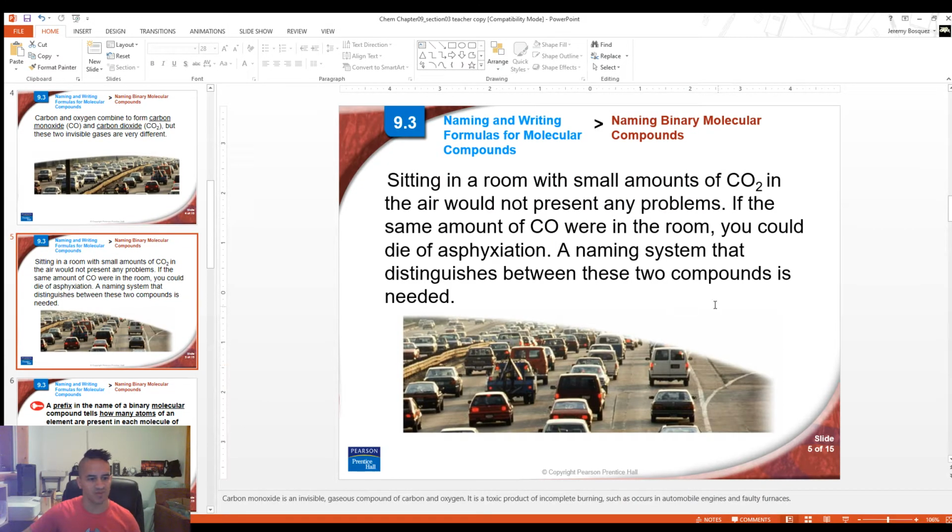Obviously, these two formulas and names are very similar, but you wouldn't want to get them confused. If you're sitting in a room with small amounts of CO2, which you are all the time because we breathe out carbon dioxide, it's all around us. It's completely fine. It doesn't harm our body, we make it all the time. But if you're sitting in a room with a small amount of carbon monoxide, you would die of asphyxiation, which basically means you would suffocate very quickly.